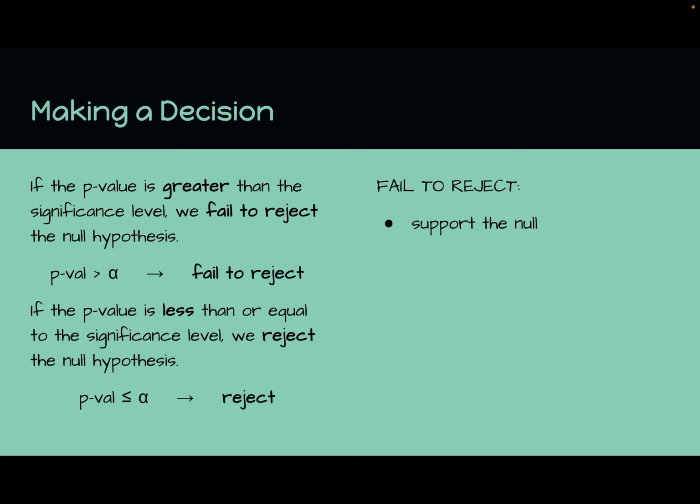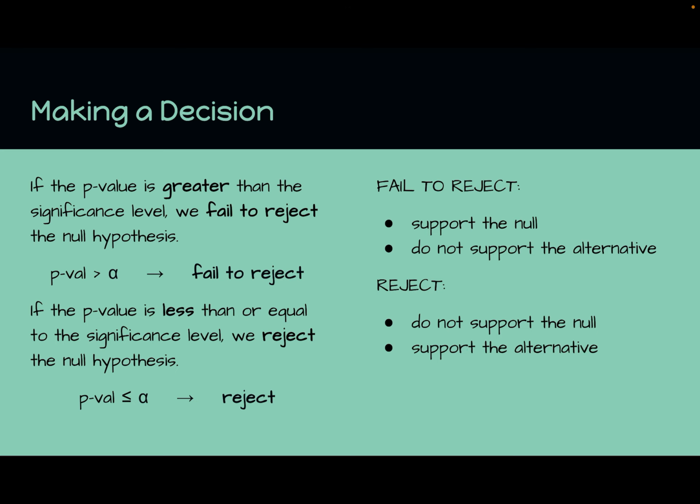If we fail to reject, that means we're supporting the null and not supporting the alternative. If we fail to reject, the null still could be true. If we reject the null, we do not support the null. We're saying it's not likely to be true, and we are supporting the alternative. We're going to come back to that, but that idea right there is how we write our second sentence in our conclusion. Sorry for the barky dogs.